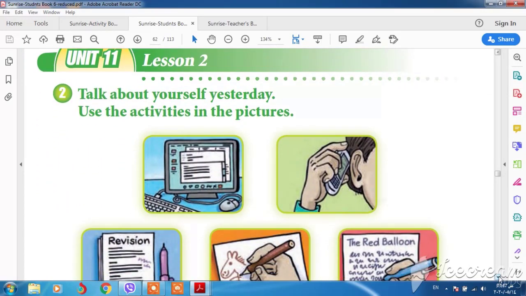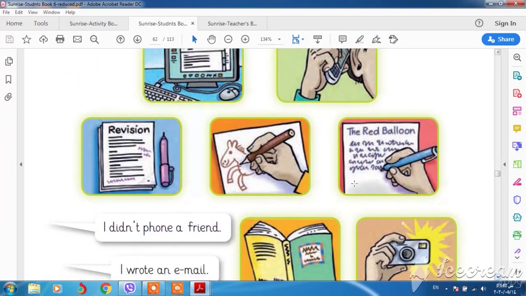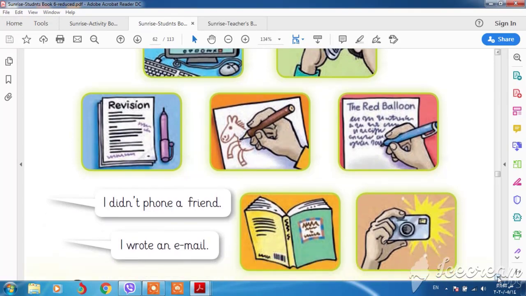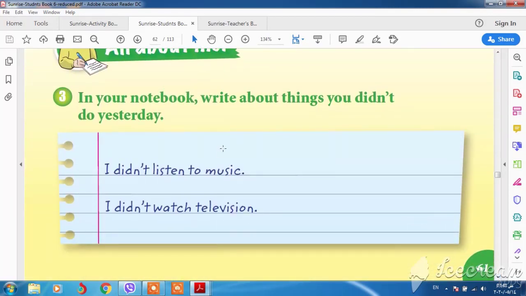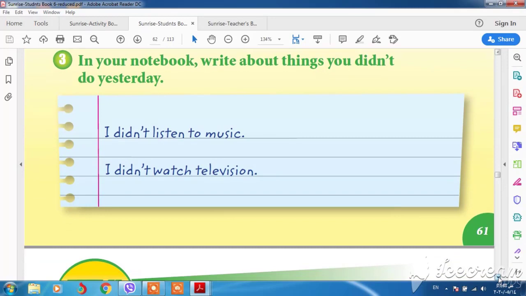You can say what you do yesterday or what you did yesterday. Okay, you can say I didn't draw, or you can say I didn't write an email, or I phoned my friend. Okay, I didn't phone a friend. It means that the sentence is a negative sentence because we have didn't between the subject and the verb. Okay, and the verb should be verb base. I wrote an email. It means that the sentence is a positive sentence. Okay, you can write anything in your notebook or on paper about what you did yesterday. Write about yourself. Okay, you can say I didn't listen to music, or I didn't watch television, or I didn't go to the shopping mall. Okay, I didn't phone my friend.